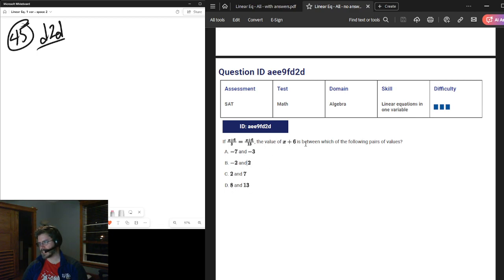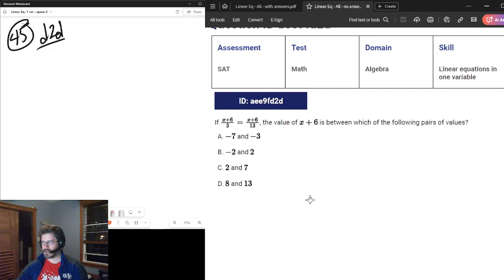The value of x plus 6 is between which one? So x plus 6 is the numerator of each of those things. I'm not sure you can read that. Let me go ahead and zoom in. The font size on these PDFs is just all over the place. All right.